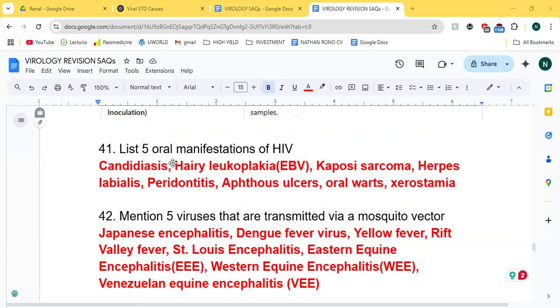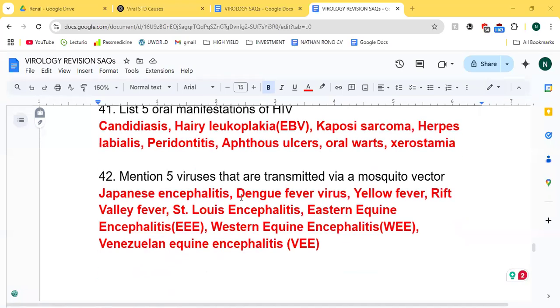Candidiasis: you have candida in the mouth, which is, in quotes, a normal flora. But now, since you're immunocompromised, it overgrows. That's why you have the candidiasis or the oral thrush. Okay. Hairy leukoplakia, this is after you get an EBV infection. So before you mention herpangina, you start with these ones. Is it clear?